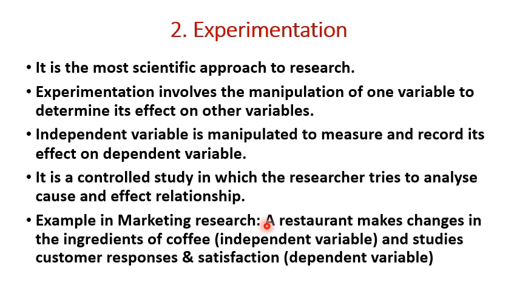Example, in a marketing research, a restaurant makes changes in the ingredient of coffee. So it is the independent variable, and studies customer responses and satisfaction, that is the dependent variable. So a restaurant makes changes in the ingredient of coffee and studies customer responses and satisfaction towards each variant of coffee.